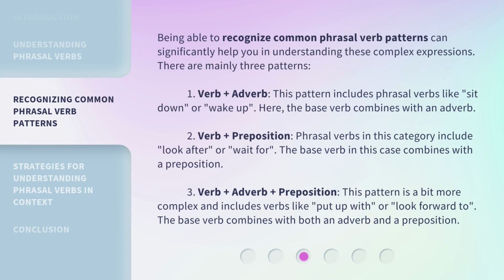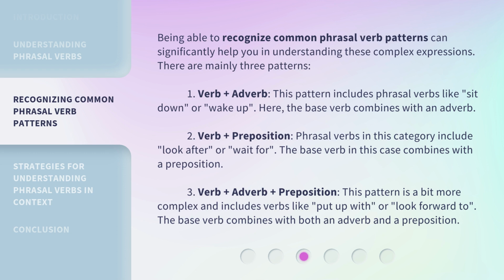Being able to recognize common phrasal verb patterns can significantly help you in understanding these complex expressions. There are mainly three patterns. 1. Verb plus adverb. This pattern includes phrasal verbs like "sit down" or "wake up." Here, the base verb combines with an adverb. 2. Verb plus preposition. Phrasal verbs in this category include "look after" or "wait for." The base verb in this case combines with a preposition.